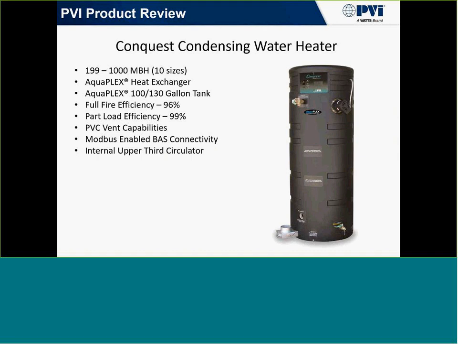So some of the pictures that you've been seeing, that's our Conquest unit. We can go from 200 to 1 million BTUs. 299 and under would be 100 gallons. 399 and above is going to be 130 gallons. So at full fire, if you remember our efficiency curve, we're at 96%. And our flow conditions do not affect our efficiency rating. So if you're flowing 1 gallon a minute or you're flowing 50 gallons a minute, 100 gallons a minute, our efficiency rating would stay the same. Under part load, with smaller loads, we actually increase up to 99%.